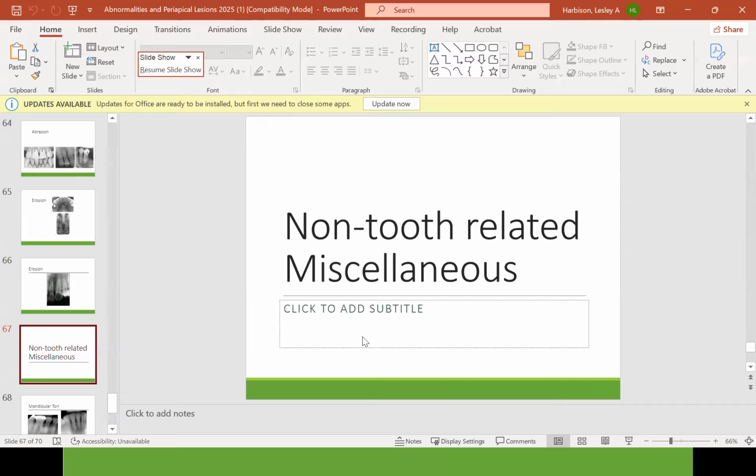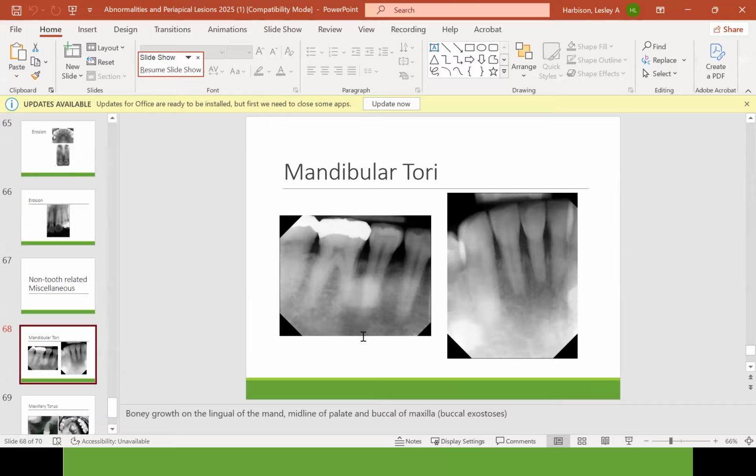And then 67, non-tooth related miscellaneous. So we just have some random things. You all know mandibular tori. One of these days, I'll take some intraoral images of my very impressive mandibular tori. It can be difficult to place your x-ray right in between the tori because you only have this much space and you can't turn it. You can't go a little more contralateral to get a different angle because you're boxed in by the mandibular tori. But they will show up on x-rays as well.